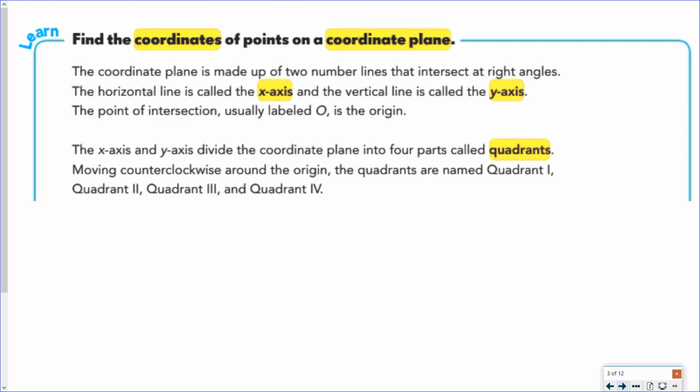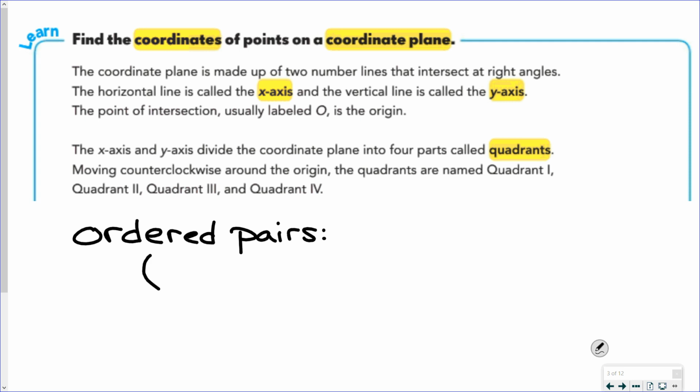So on this page here is just a repeat of what we did on the coordinate plane at the beginning. It's made up of two number lines. The horizontal is called the x-axis, vertical is called the y-axis, the intersection is the origin, and then the four quadrants. And then the one final piece with the coordinate plane that we want to define before we go any farther is the idea of the ordered pairs.